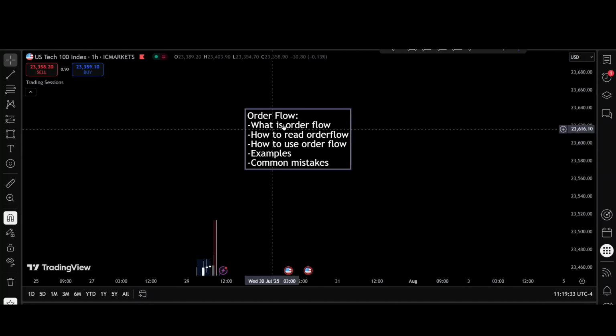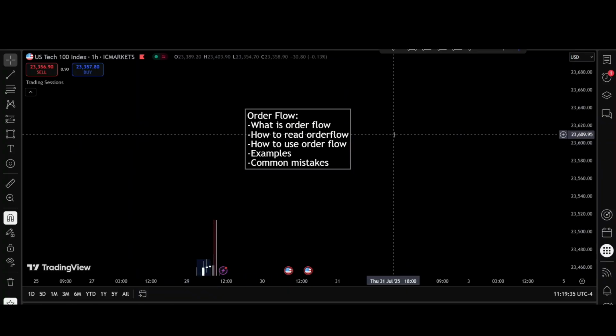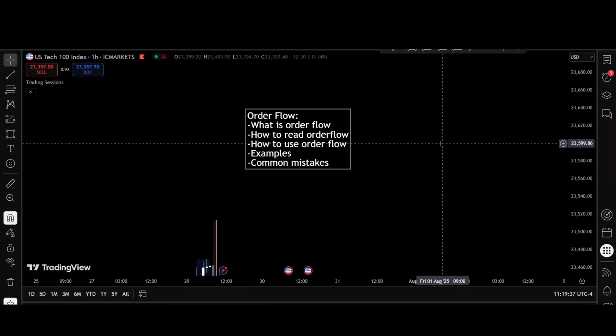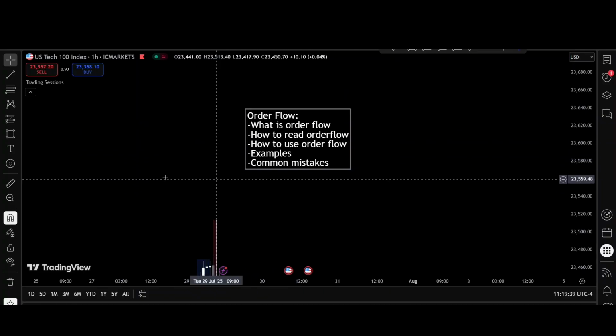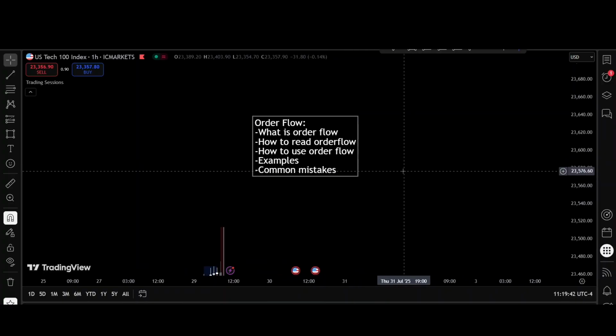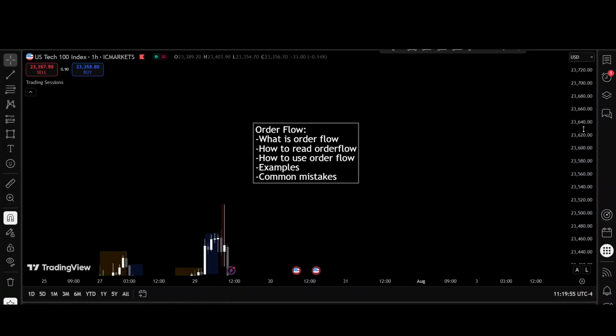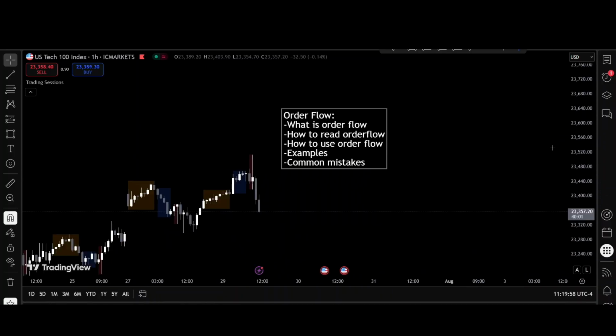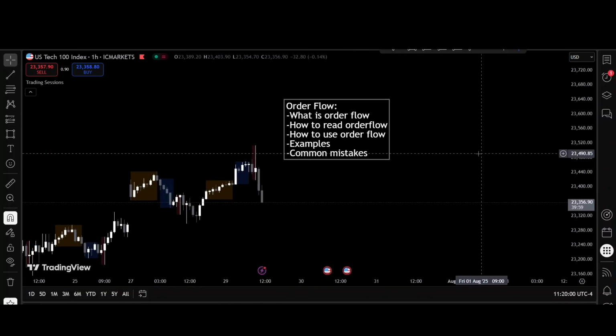So we're gonna be going through what is order flow, how to read order flow, how to use order flow, some examples, and common mistakes. And if you don't know, order flow is actually pretty simple to a certain extent, if you know your confluences. So it's actually pretty easy, man. But let's get into the video.